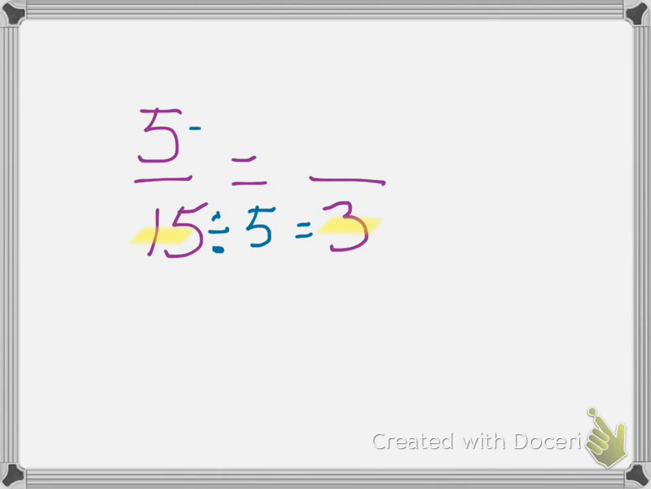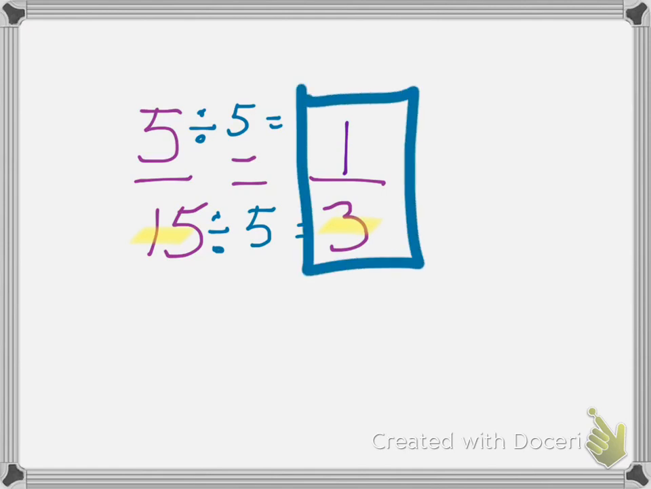5 divided by 5 equals 1. There you go, my dear. So our answer is 1/3. 5/15 equals 1/3. Let's do another example.